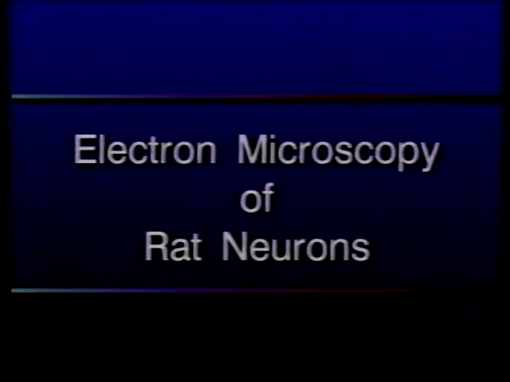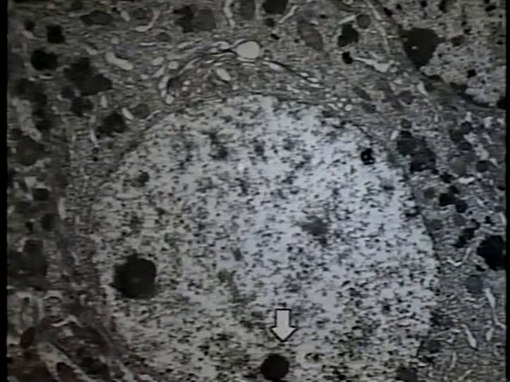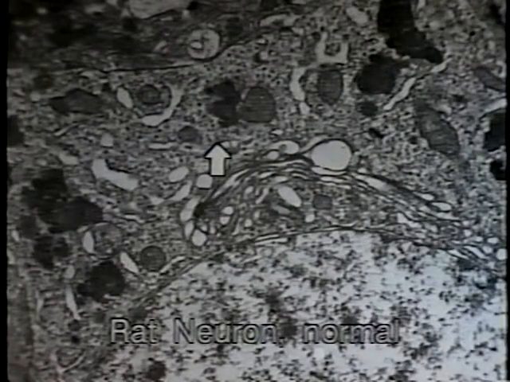The next two illustrations present electron micrographs of rat neurons that further demonstrate early changes in cell injury. This is an electron micrograph of a normal rat neuron. This round structure is the nucleus. These are nucleoli. Outside the nucleus here are the cell matrix and subcellular organelles. Mitochondria are seen here, and these parallel lines are part of the cytoplasmic membrane system.